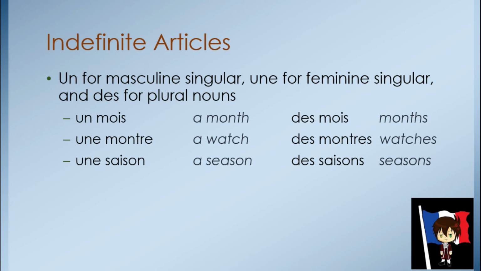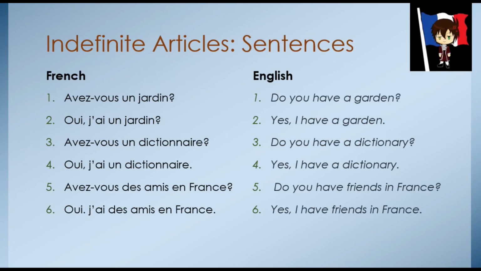Second, we have une montre. Dahil feminine ang watch or montre, we use une. So plural is des montres. Next is season. Dahil ang season ay feminine, that's une saison. And for plural form ng season or seasons, that's des saisons. Let's see some sentence examples. First one, do you have a garden?